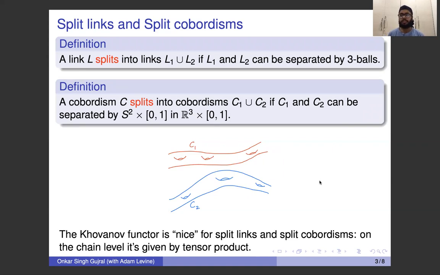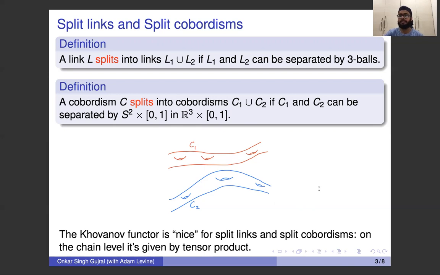Okay, so it's already known that the Khovanov functor behaves nicely for split links and split cobordisms. That is, if you took a split link, then the Khovanov homology of the split link is determined by the Khovanov homology of the two individual components separately. Similarly, if you looked at the Khovanov map induced by a split cobordism, that is a cobordism like this, then that Khovanov map is determined entirely by the Khovanov map induced by the red part and the Khovanov map induced by the blue part.